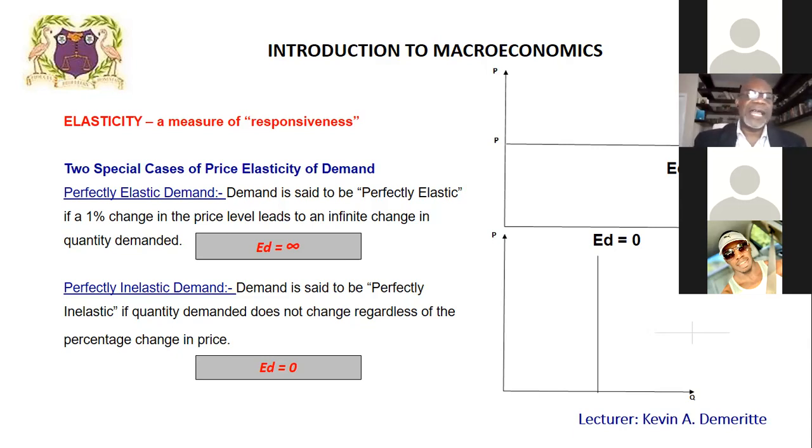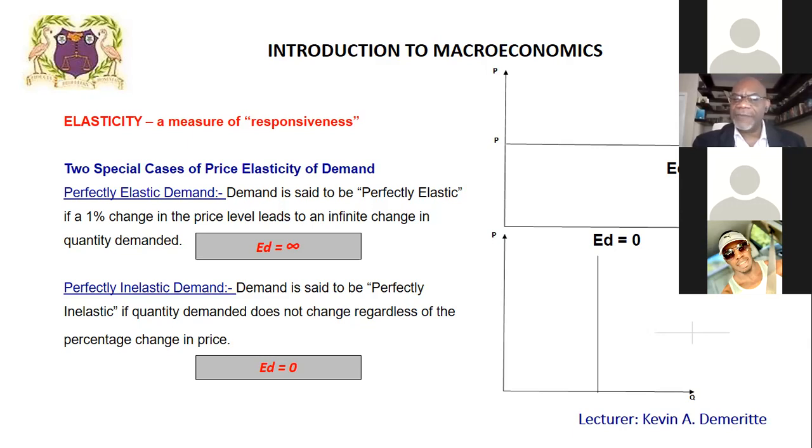Right? But again, those situations tend to be relatively rare, and that's why these are only two special cases of price elasticity of demand. A case where any change in the price leads to infinite change in quantity demanded, and the second case where any change in the price has no effect whatsoever on quantity demanded.